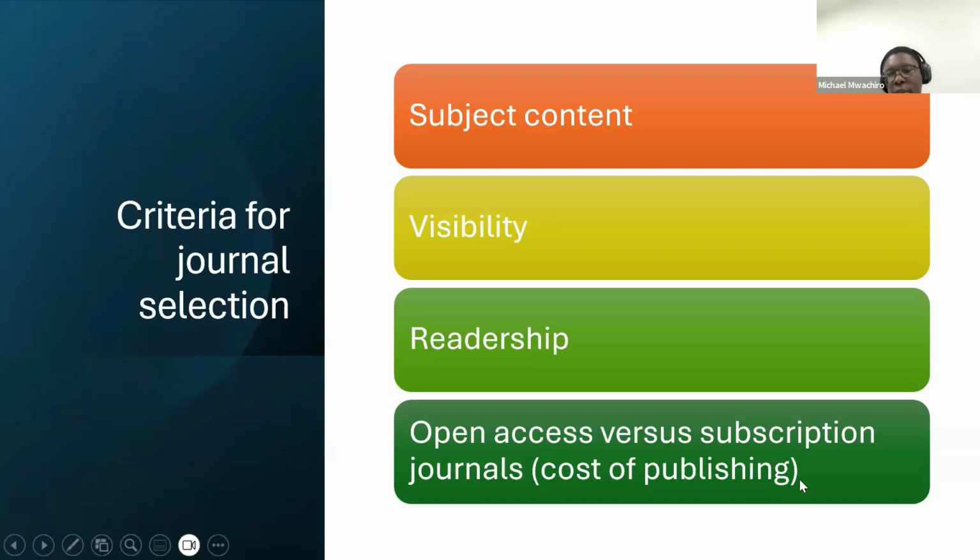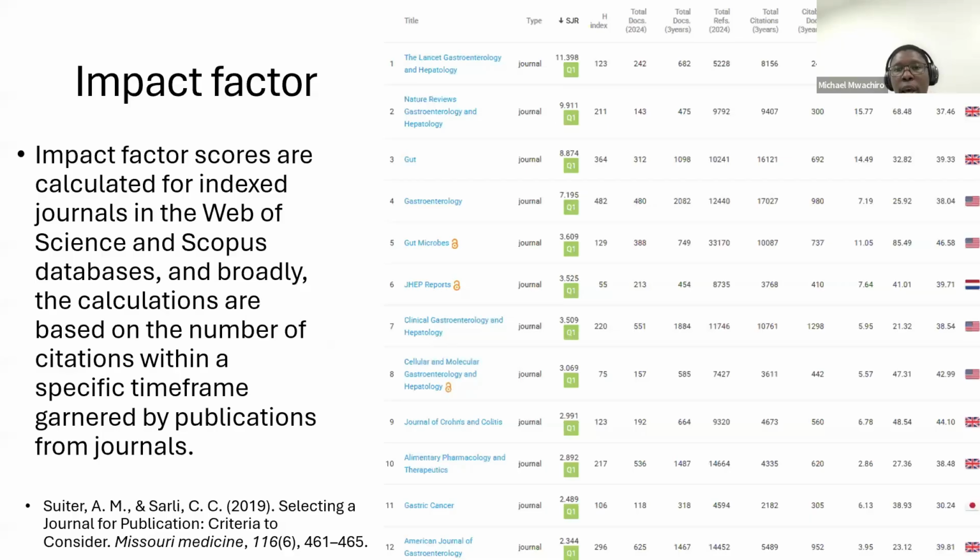And then, as I said, open access versus subscription, because open access usually requires you to pay some money, and the subscription models might have no charge, but they might be locked behind a paywall, so your readers might not be able to access.